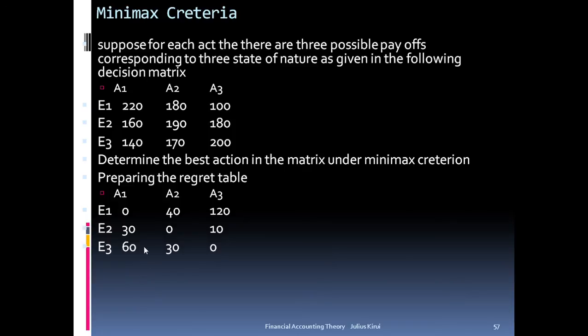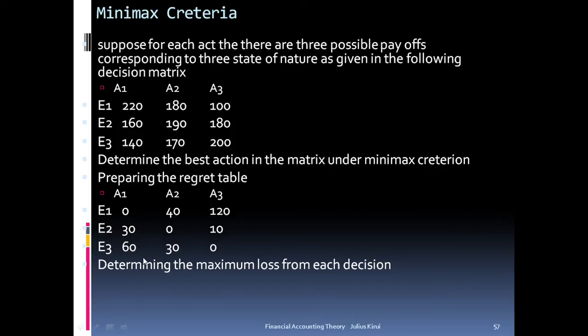Event 3. The highest is 200. So 200 minus 200 is 0. 200 minus 170 is 30. 200 minus 140 is 60. Now this is what you call the regret table. Out of this regret table, determine the maximum loss from each decision. So we are actually determining the maximum loss from each decision.